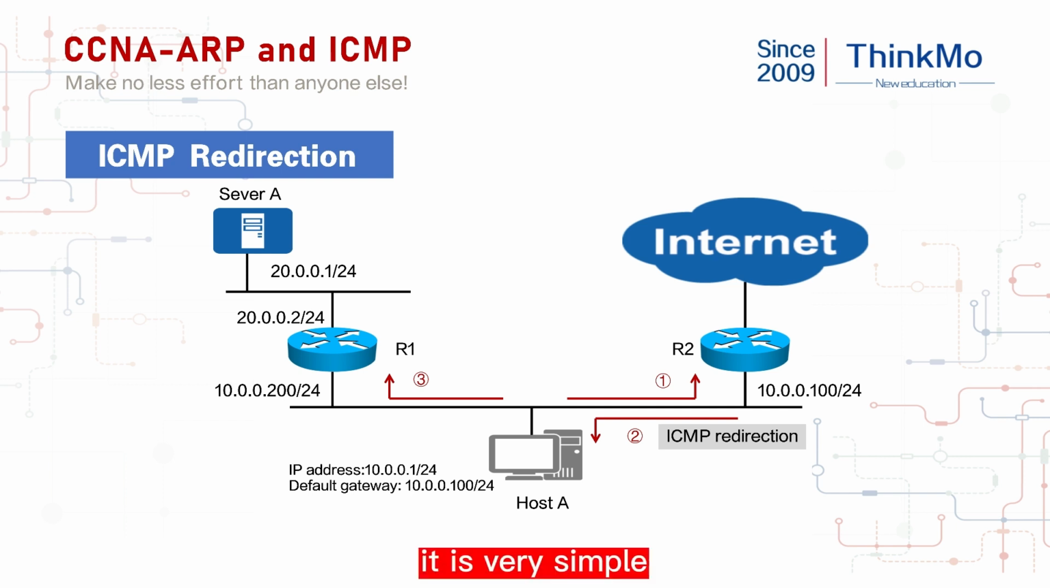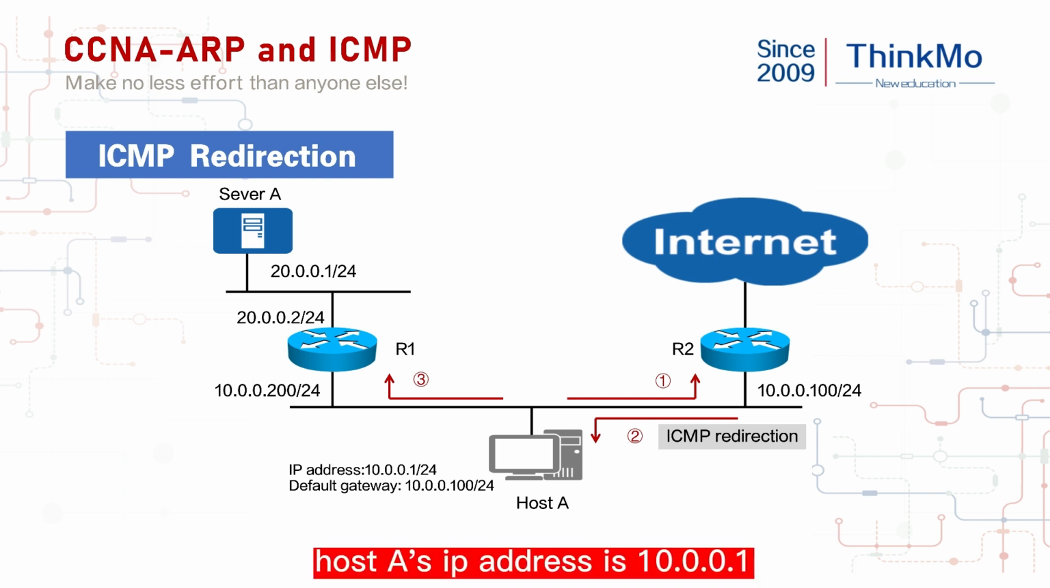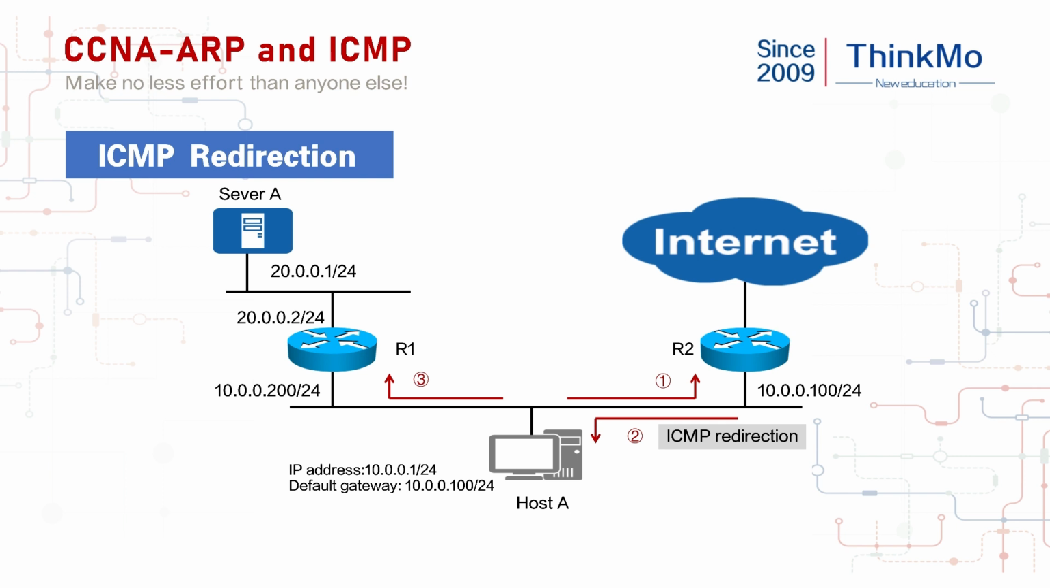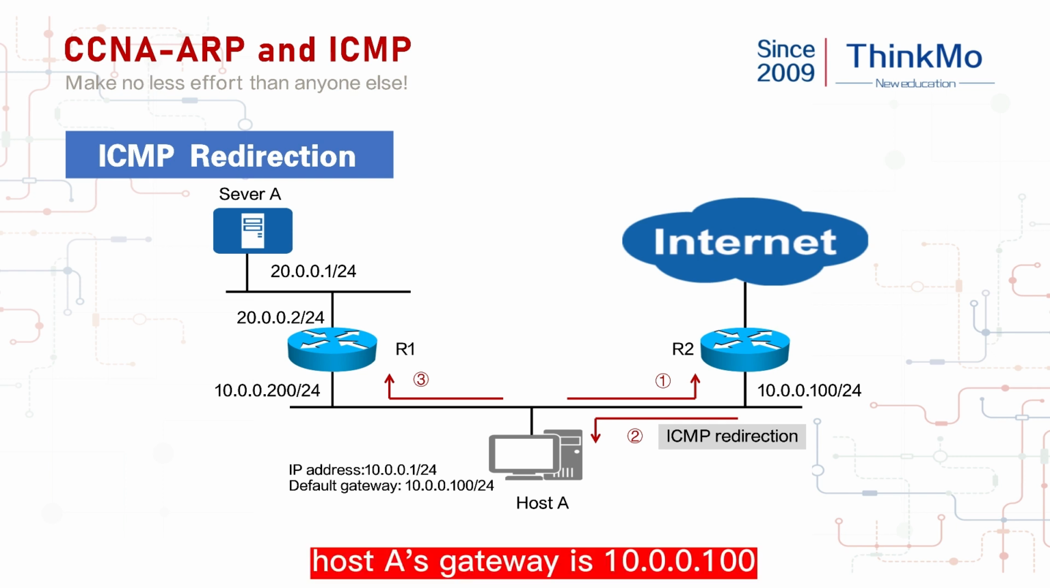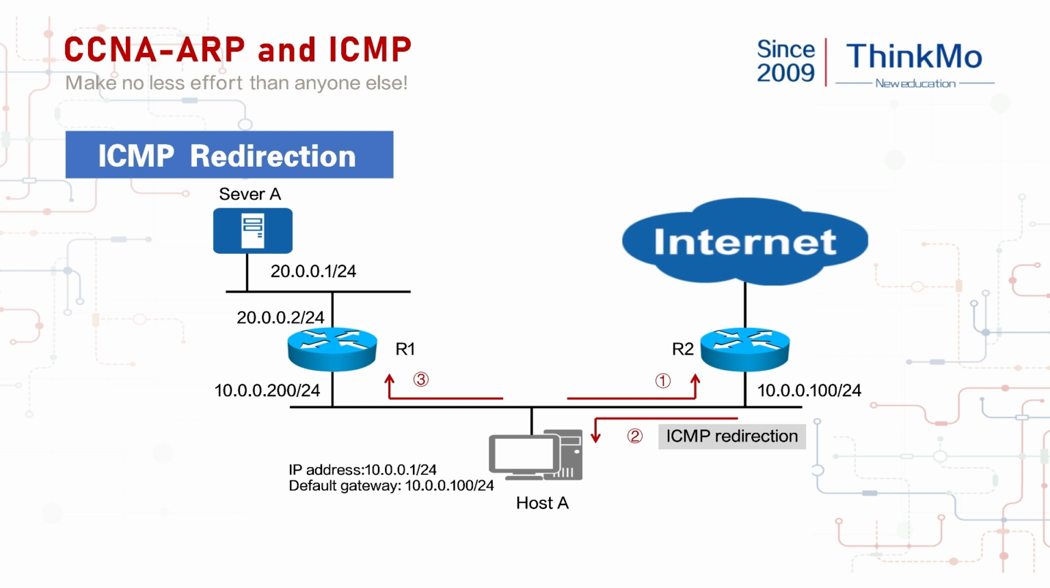It is very simple. For us now, let's check the environment first. Host A's IP address is 10.0.0.1. Host A's gateway is 10.0.0.100. The internet is connected behind the gateway. If I want to go online in the future, my traffic goes like this.